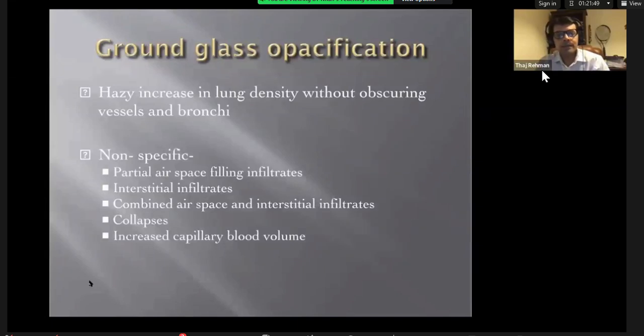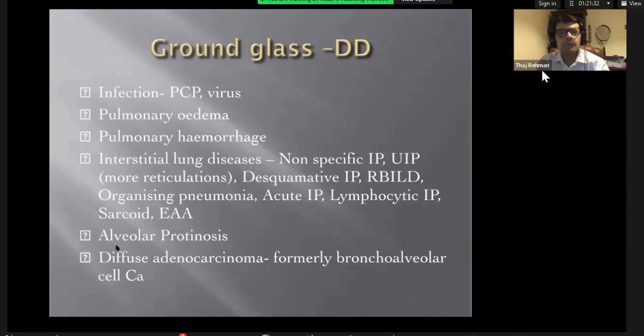The previous case had crazy paving, thickening as well as interstitial thickening as well as ground glass, and we will come to differentials of crazy paving later. That was a case of adenocarcinoma of the lung, like bronchoalveolar carcinoma, which is nowadays called diffusely infiltrating adenocarcinoma. The case showed was diffuse adenocarcinoma, which was formerly called bronchoalveolar cell carcinoma.